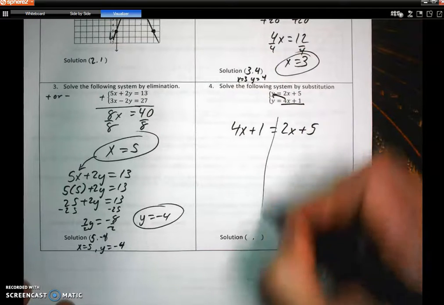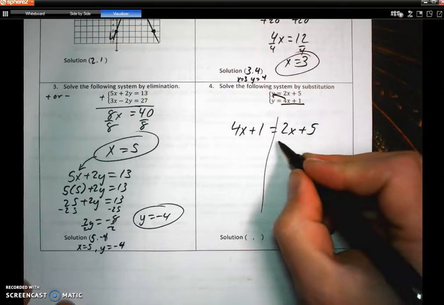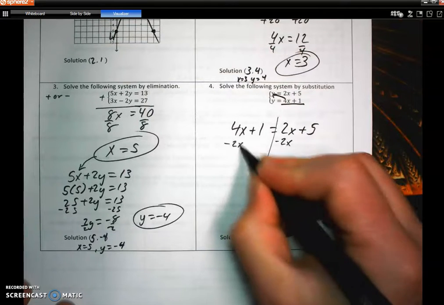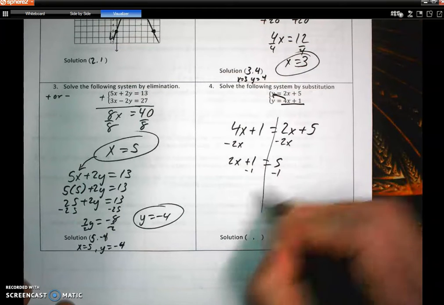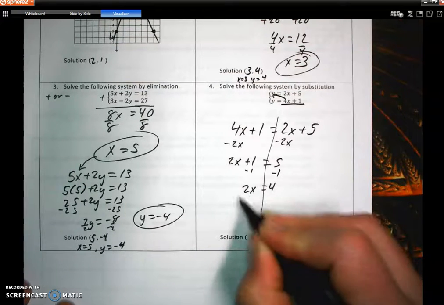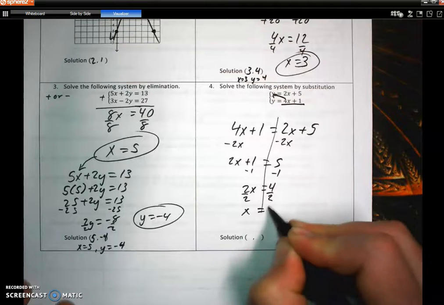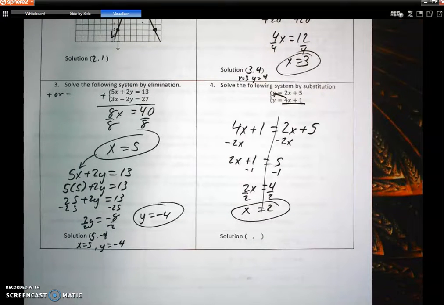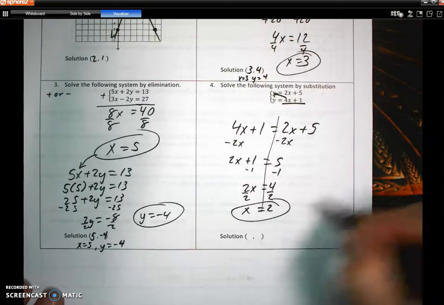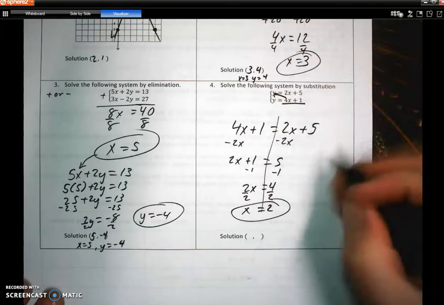And now I solve for x. Subtract 2x from both sides. 2x plus 1 equals 5, minus 1. 2x equals 4. Divide by 2. X equals 2. Oh, we're halfway there. So we have to take that and plug it back in. I'm going to plug it into the first one.